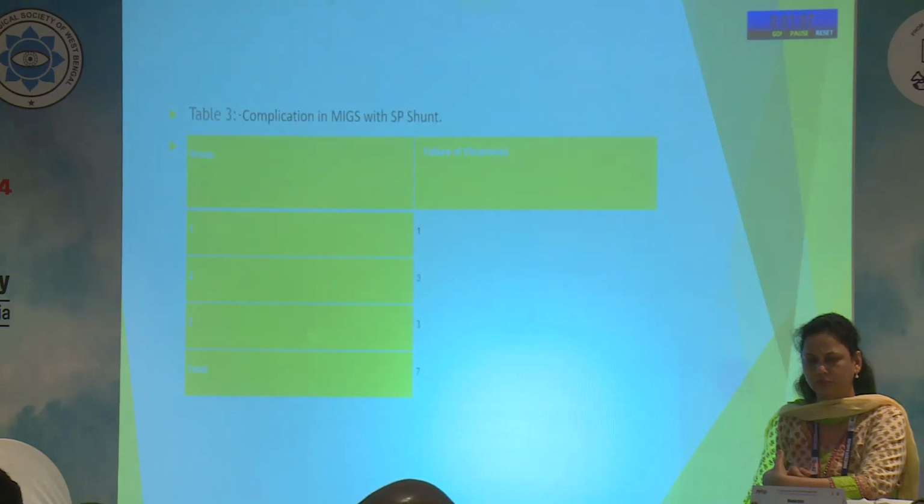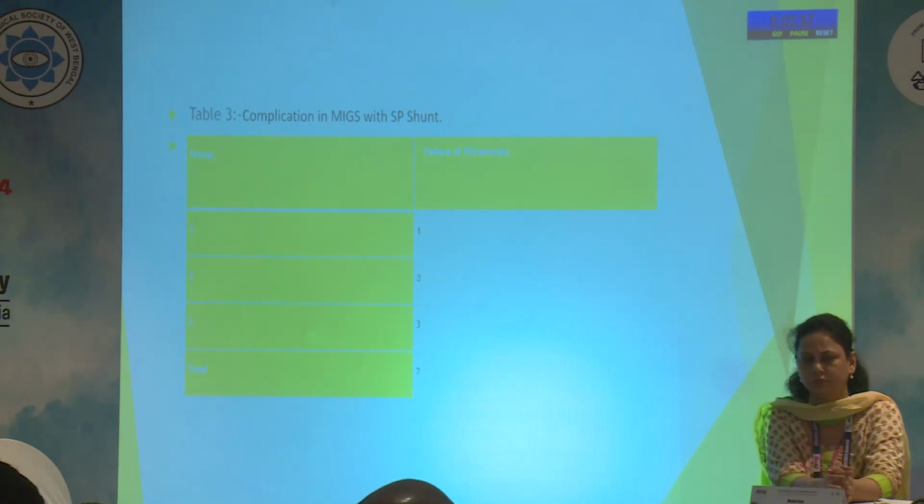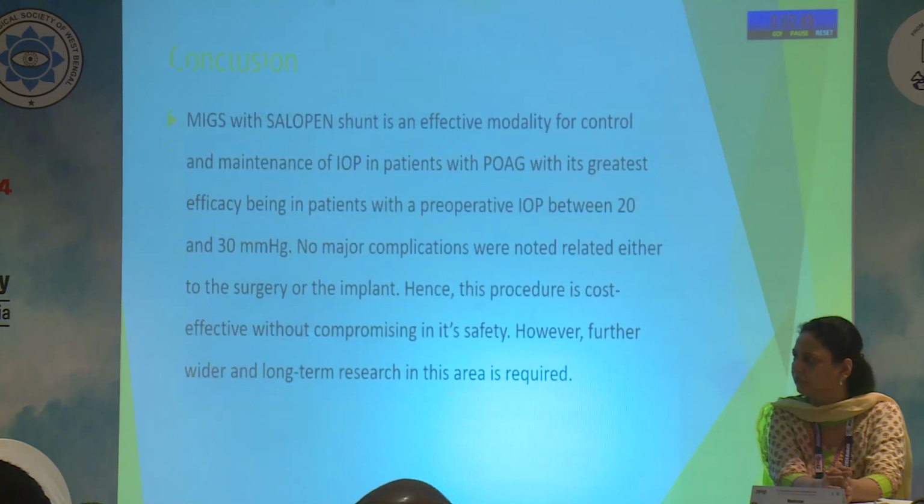We didn't face any anterior chamber complications. The main complication we found was failure of filtration. In the first group, 1 patient had failure of filtration, in the second group 3 patients, and in the third group 3 patients. So a total of 7 patients out of 50 had failure of filtration.